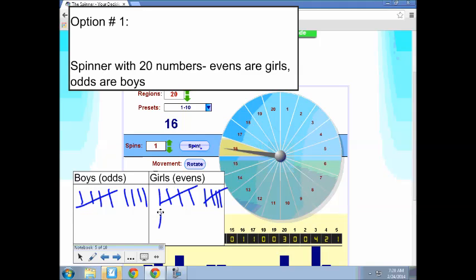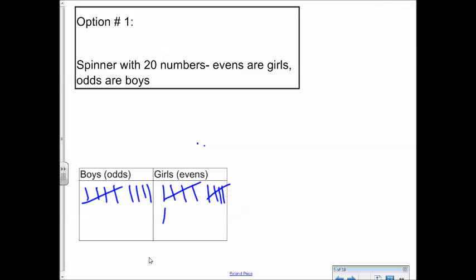All right, that was 20 trials. And we can see that our experimental probability was not exactly like our theoretical probability. In this case, boys had a 9 out of 20 chance of being chosen, which is not exactly the 10 out of 20 that we expected. But the thing is, the more trials that we do, the closer our experimental and our theoretical will be to each other. If we did 100 spins, they would be very close.